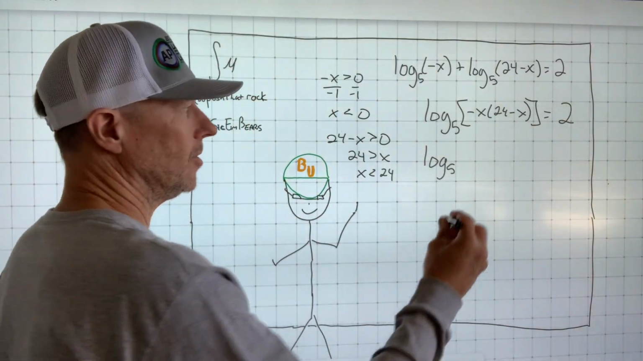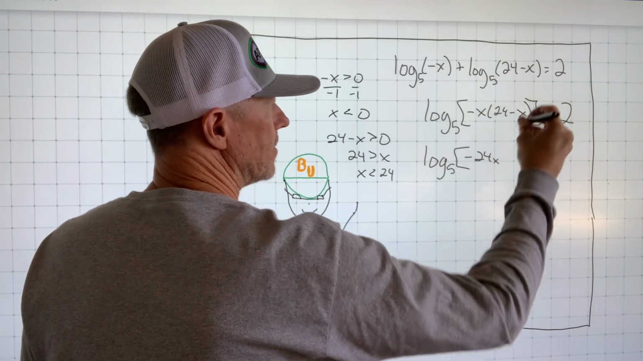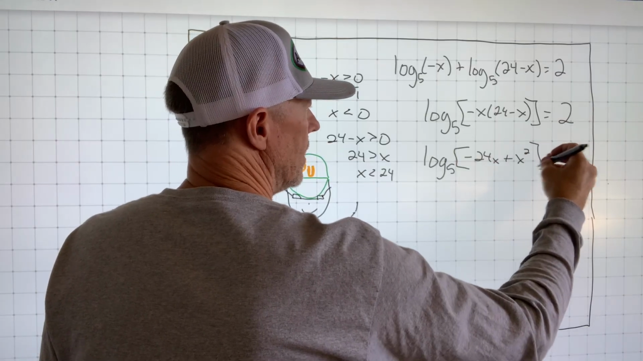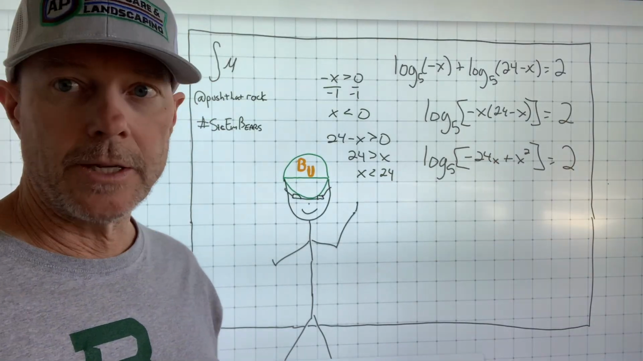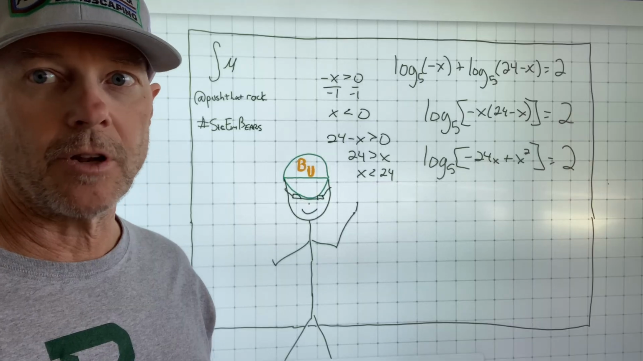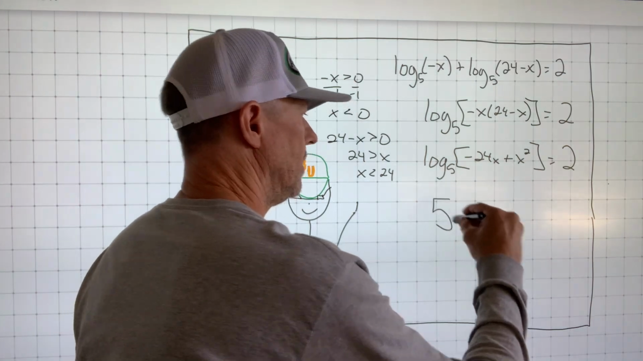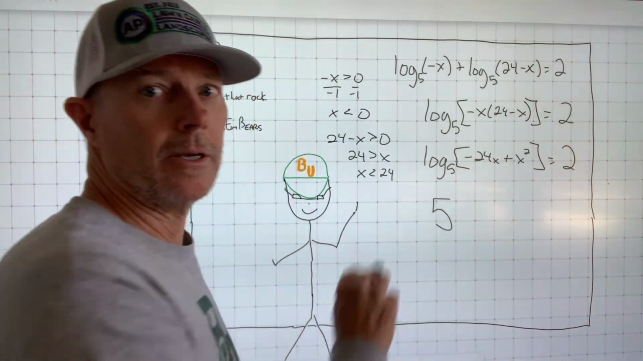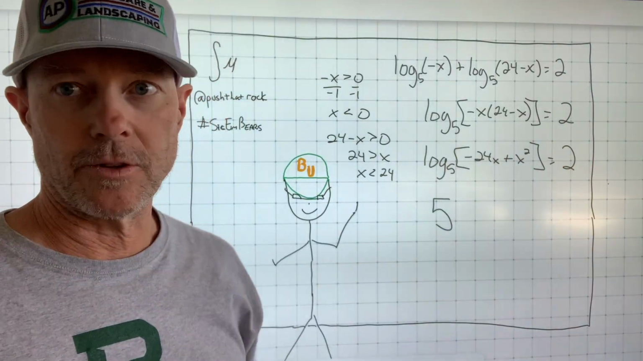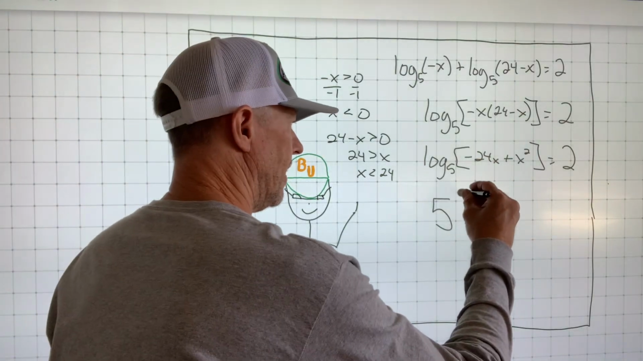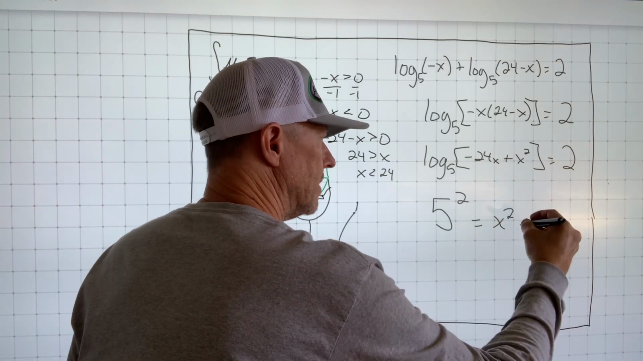Can you see that? Am I blocking the view? Of negative x times 24 is a negative 24x. Negative x times negative x is plus x squared, and that equals 2. So there's our logarithmic equation. We're ready to solve it, and we're going to use the definition of a log. The base of this logarithm is 5, so we can write it as a base. Now, every base has some exponent that you put up here as a superscript, and that exponent is the value of the log. So this log is equal to 2, so the value of the log is 2. That becomes the exponent. So we have 5 squared, and then that equals whatever the argument is. Well, the argument is x squared minus 24x.